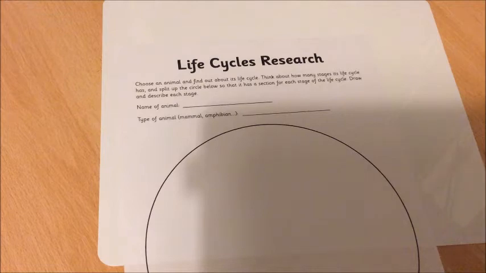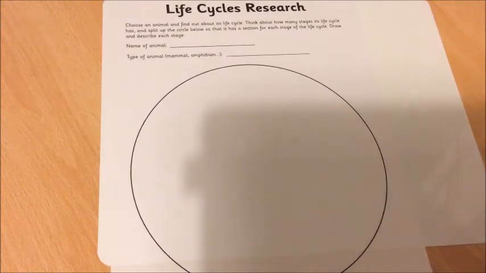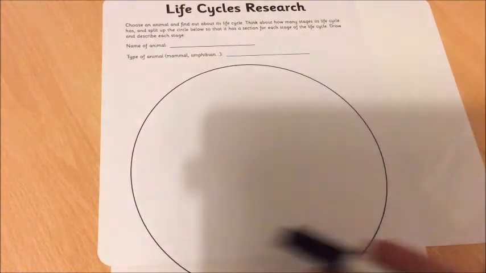For science, you need to choose an animal and find out about its life cycle. Think about how many stages its life cycle has and split the circle below so that it has a section for each stage of the life cycle. Then draw and describe each stage. So you'll need to research this on the internet, choose an animal and create its life cycle in here.